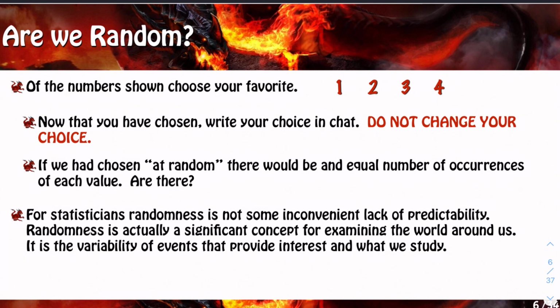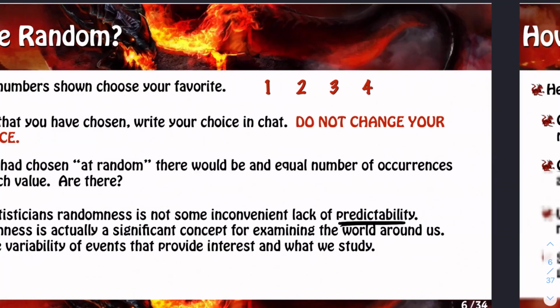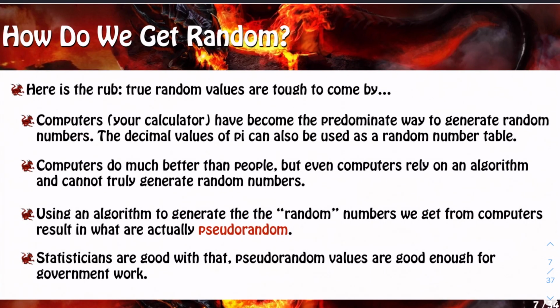So for statisticians, randomness is not some inconvenient lack of predictability, which a lot of people think, oh, that was just a random act. No, randomness is actually a significant concept for examining the world around us. It is the variability of events that provides interest in what we study. We want there to be randomness, like we saw in least squares regression models. We wanted that random scatter in the residual plot. That means it's worth looking at.